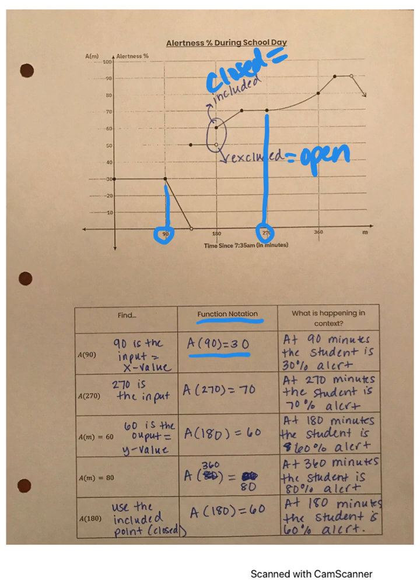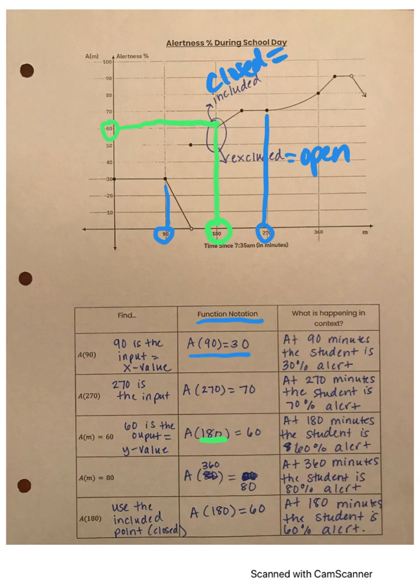The next one, A of m is equal to 60. 60 is the output value, or y value, so we need to find the x value. So I'm going to go to the 60 on the y-axis. I'm going to follow it to the graph, and then I'm going to follow it down to figure out what x value corresponds there. The corresponding x value is 180. That's the missing number. And what does this mean? Well, at 180 minutes, the student is 60% alert.